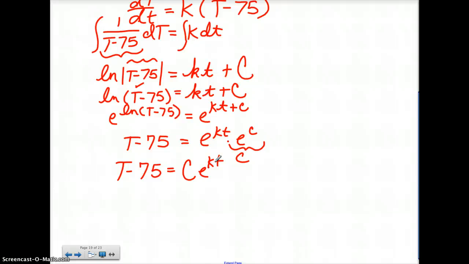What I'd like to do now is, I could add the 75 to both sides, or really what I'm going to go do now is use the fact that I know that at 0, the pizza was 350 degrees.